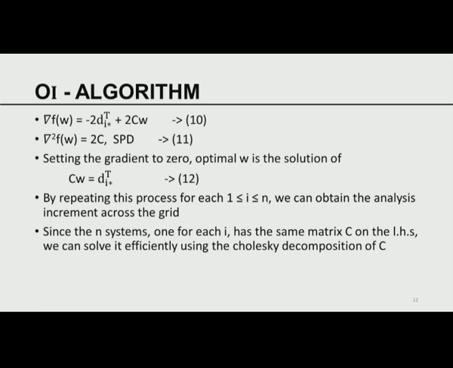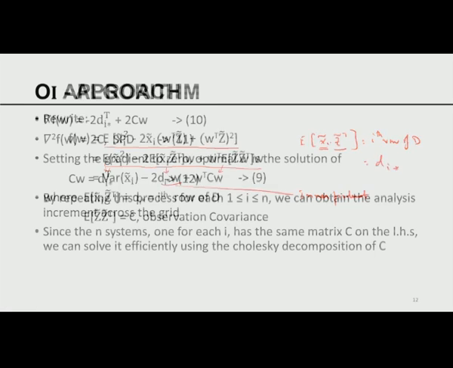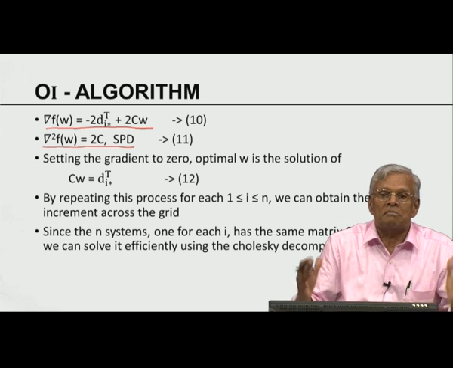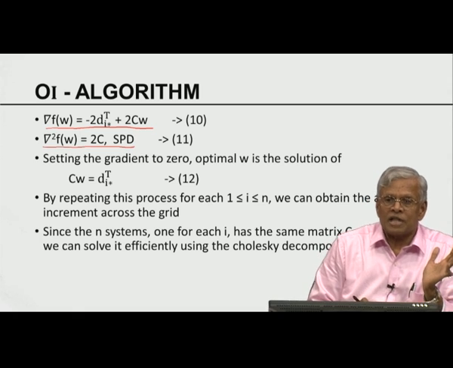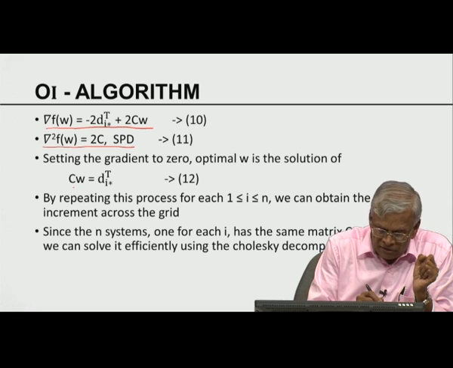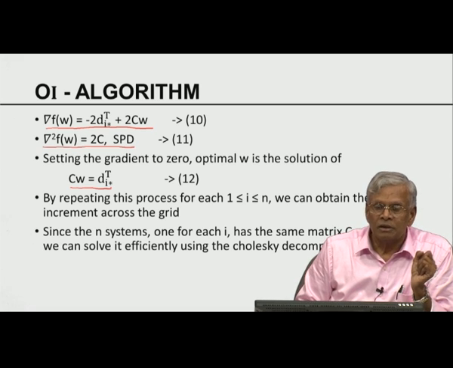Computing the gradient of f of w in 9, I am not going to do the arithmetic. I very strongly encourage you to apply the principles from multivariate calculus that we have talked about. The gradient is given by 10, the Hessian is given by 2C. We have already assumed C is SPD, so the Hessian is SPD. So if I equate the gradient to 0, given that the Hessian is SPD, it must be a minimum, because a quadratic function with an SPD Hessian is convex and has a unique minimum. So the solution of 10 is given by 12. Let us look at that now.